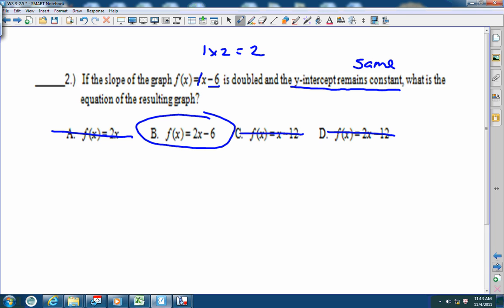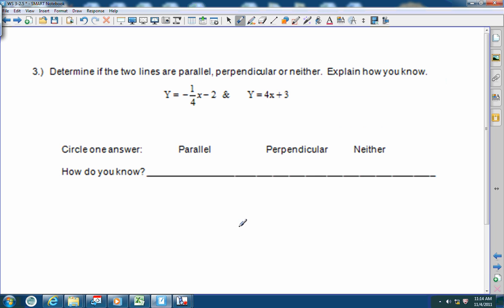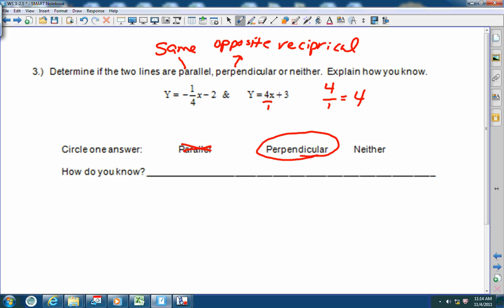Next. Right here, determine if the two lines are parallel, perpendicular, or neither. Remember that when they are parallel, they have the same slope. The slopes are the same. Perpendicular is an opposite sign and a reciprocal. Well, these are not the same, so they're not parallel. Now, this is negative, this is positive, that's good, that's the opposite. Now this says 1/4. If I flip it over, I get 4 over 1. 4 over 1 is the same as 4, so yes, it is perpendicular.